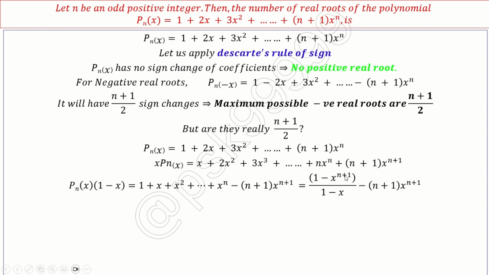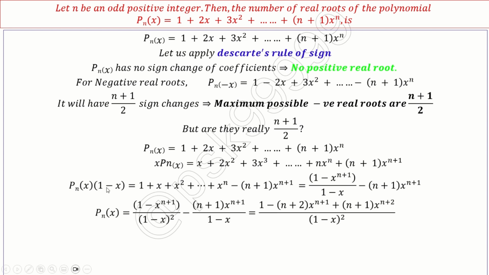So (1 minus x to the power of n plus 1) by (1 minus x), minus this term as I wrote. Now if I take my (1 minus x) to the LHS side, it will become p of x equal to (1 minus x to the power of n plus 1) by (1 minus x) whole square, minus (n plus 1) x to the power of n plus 1 divided by (1 minus x). If I take LCM, this is what it will become.